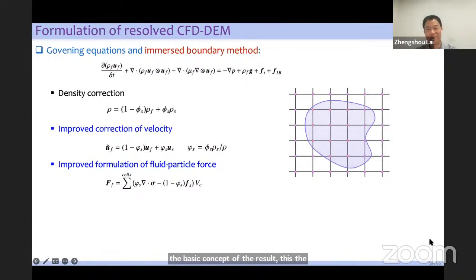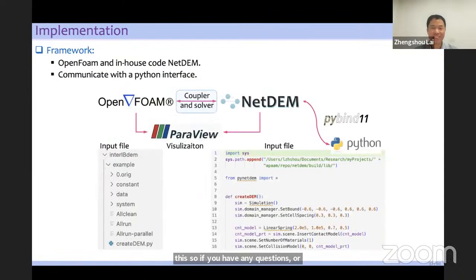If you have any questions or I'm too fast, you can just stop me. And for the implementation, for the fluid, we adopted OpenFOAM to solve the NS equation. And for the DEM part, we have our in-house code NetDEM. So we implement the coupler to exchange the information between CFD and the DEM, and all the simulation results can be rendered in ParaView.